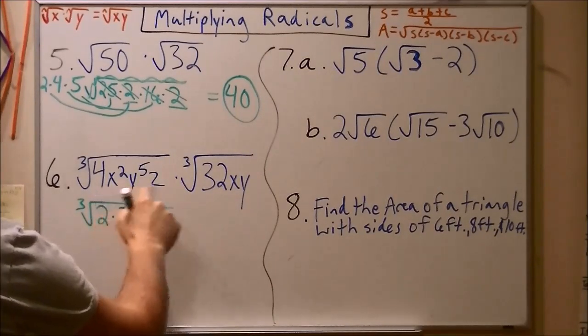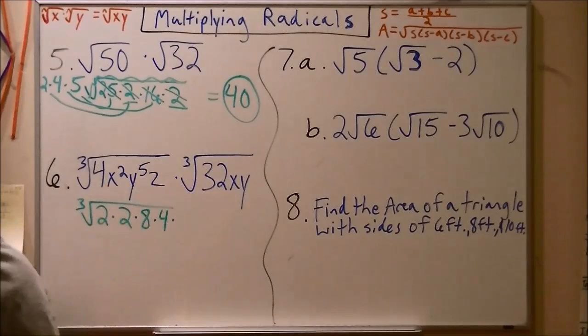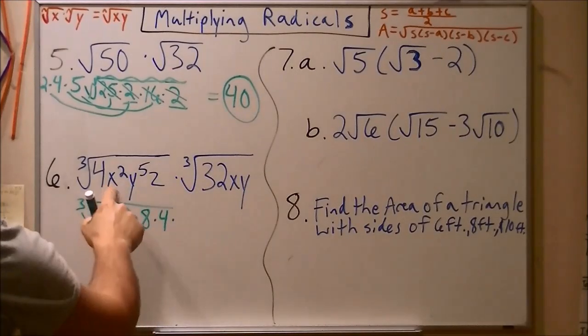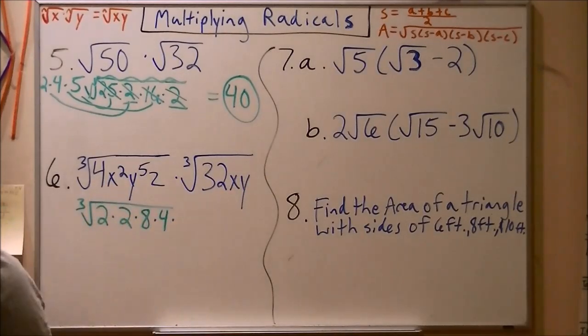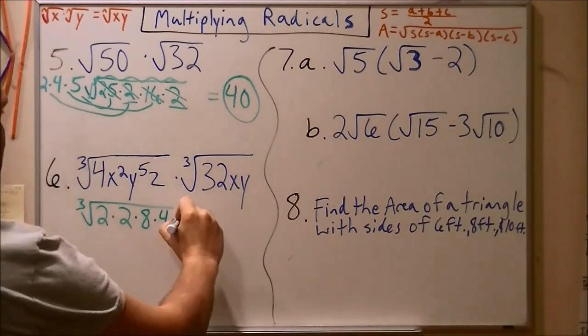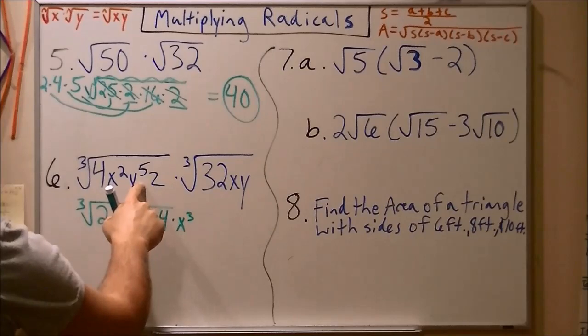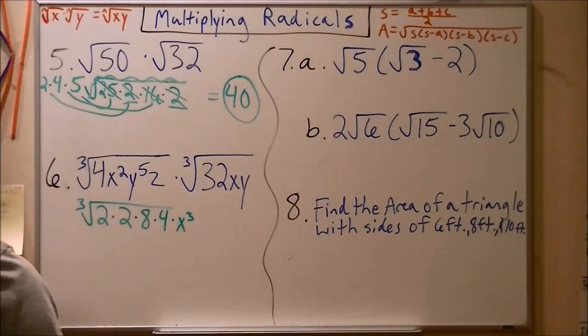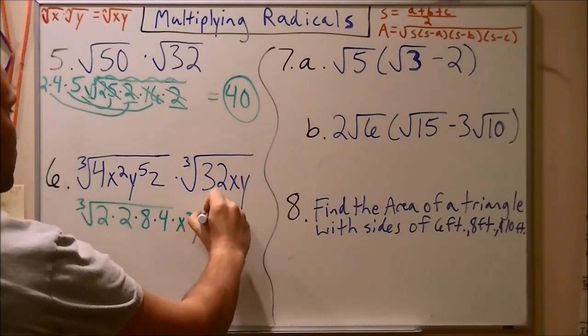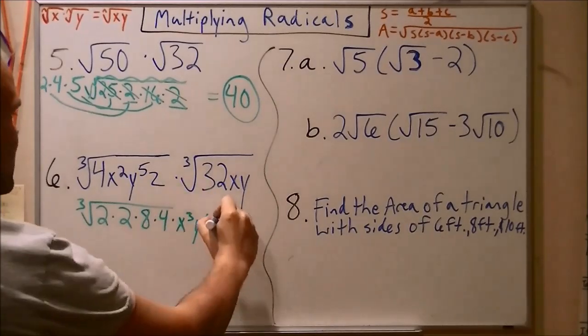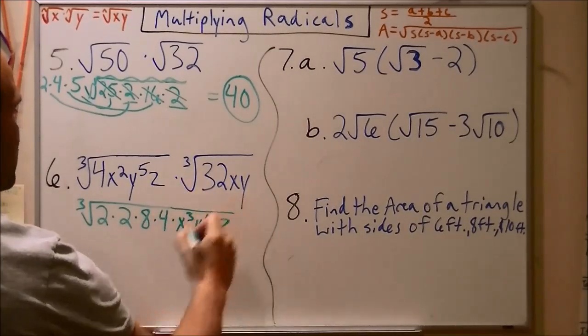And now I have to multiply together my variables. What's x to the 2nd power times x to the 1st power? It's x to the 3rd power because I add them when multiplying. y to the 5th times y to the 1st. I add them. 5 plus 1 is y to the 6th. And I just have a z. Okay, a z to the 1st.